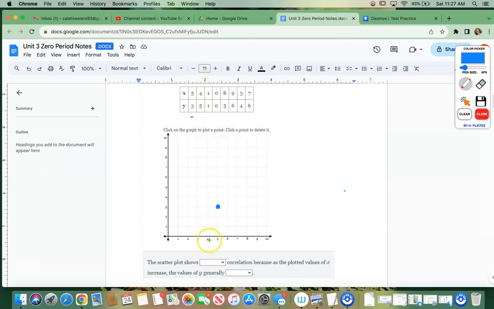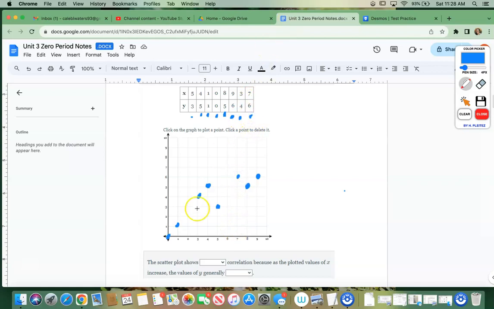4, 5. So go to 4, then go up to 5. There it is. Then 1, 1. So 1, 1 is there. 0, 0. So here's 0, 0. 8, 5. So 8, then go up to 5. 9, 6. So 9, then go to 6. Then we got 3, 4. And then 7, 6. So 7, and then 6.